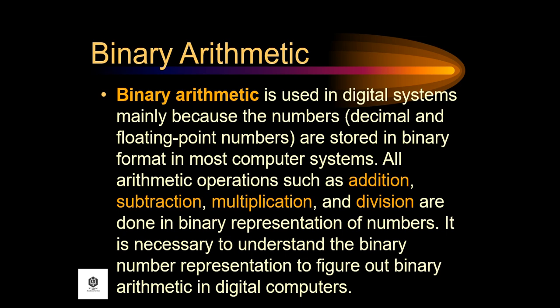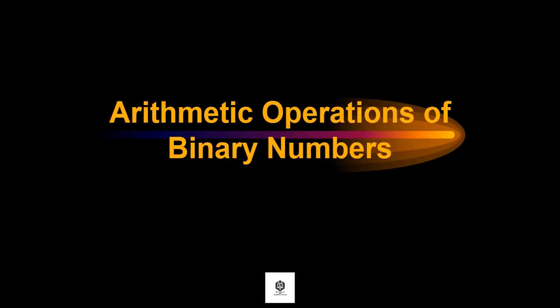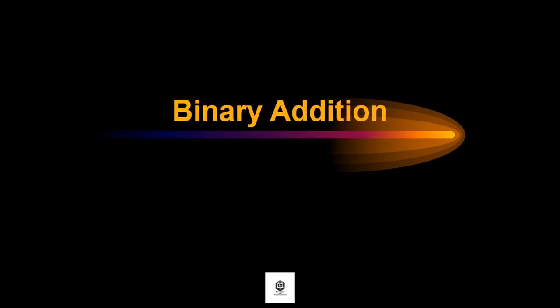All arithmetic operations such as addition, subtraction, multiplication, and division are done in binary representation of numbers. It is necessary to understand the binary number representation to figure out binary arithmetic in digital computers. Binary additions and subtractions are performed the same as decimal additions and subtractions. When we perform binary additions, there will be two outputs, sum and carry. What are the arithmetic operations of binary numbers?